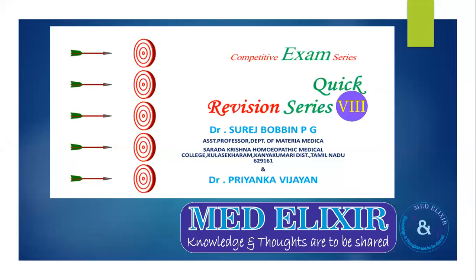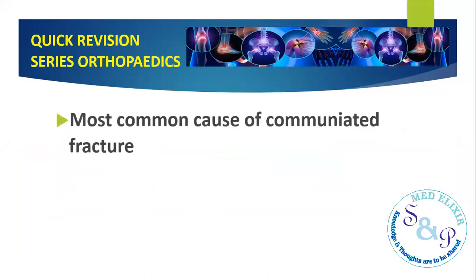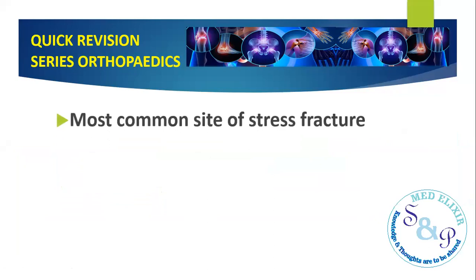Quick revision series continues. Orthopedics. Most common cause of comminuted fracture: crush injury. Most common site of stress fracture: metatarsal, especially second metatarsal.